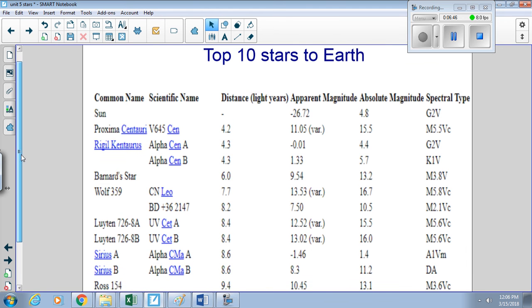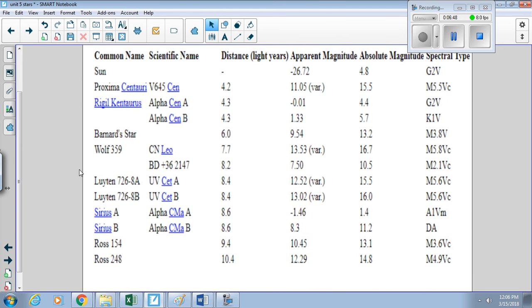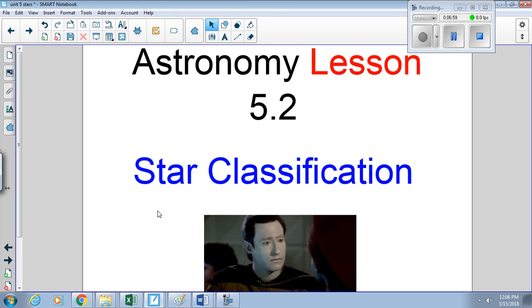And here's a quick breakdown of stars based on their distance to us. Wolf 359, 7 light years. Ross 248, 10 light years. So it takes 10 years for that light to reach us.